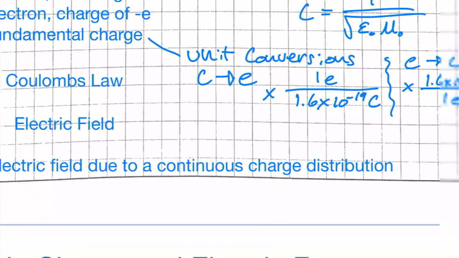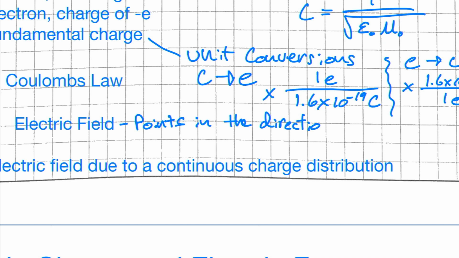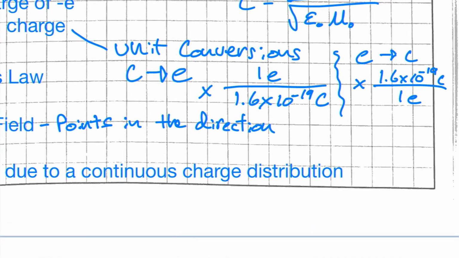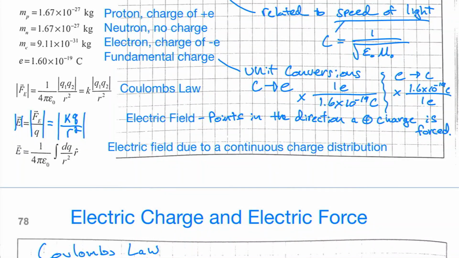So for the electric field here, the electric field is defined to point in the direction a positive charge is forced. Whichever direction the force is on a positive charge, that is the same direction as the electric field at that point in space. We'll talk more about the electric fields later.